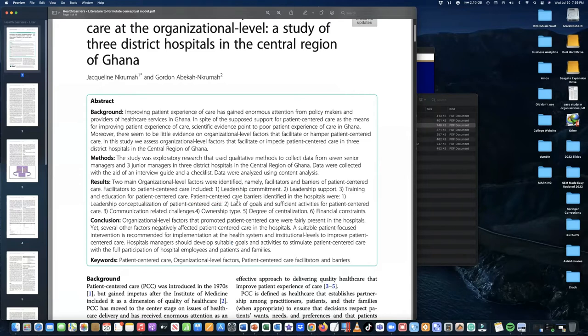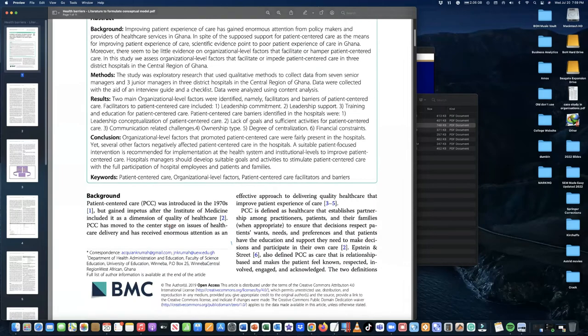And then the patient-centered care barriers in the hospitals are leadership conceptualization of patient-centered care, lack of goals, ownership types, degree of centralization, financial constraint. You see, none of this is about the individual. All of them is at the organizational level. No mistake about it. So how did he develop it?